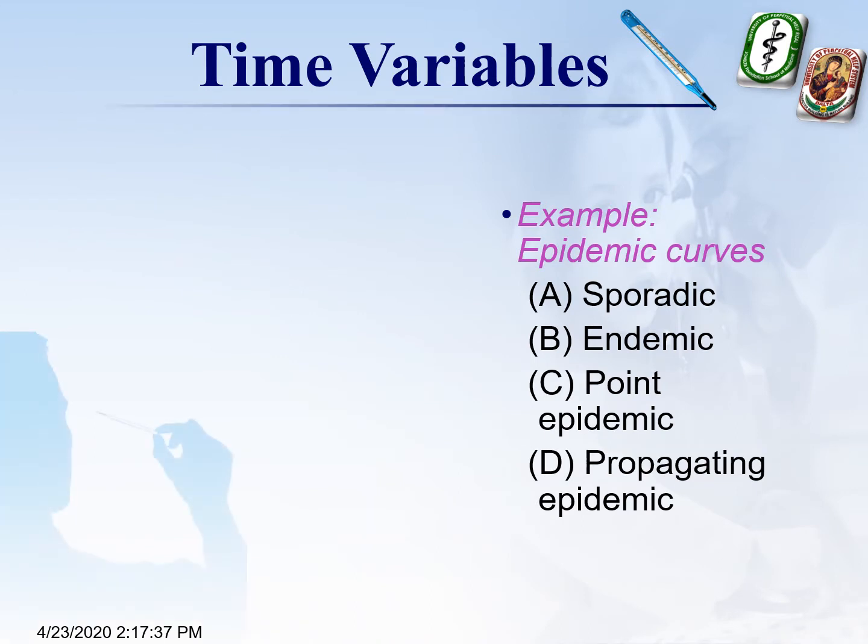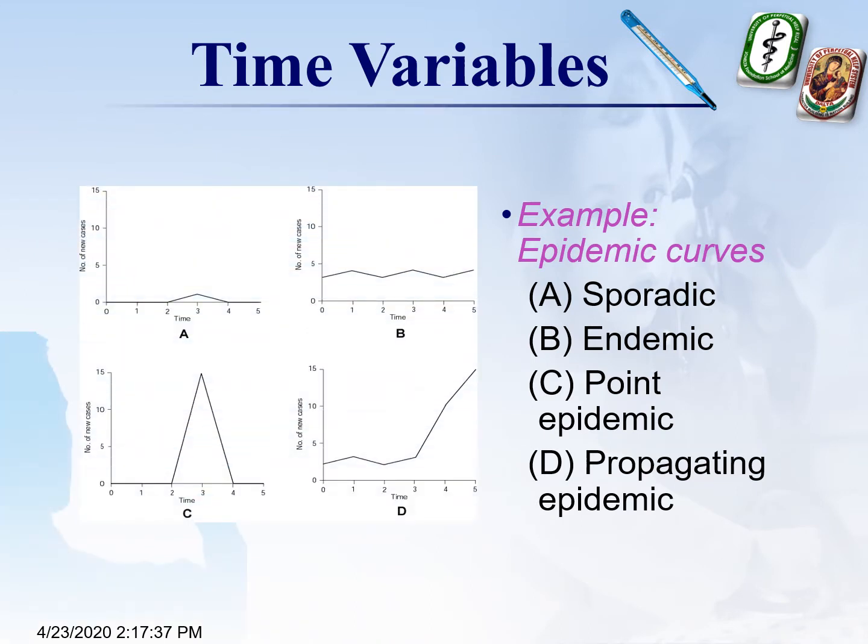Time variables of epidemic curves. One may be sporadic, as shown in the graph labeled A. It could be endemic in the graph labeled B. C is an example of a graph of a point epidemic. And letter D is a propagating epidemic. Which graph closely resembles the coronavirus outbreak as of now?